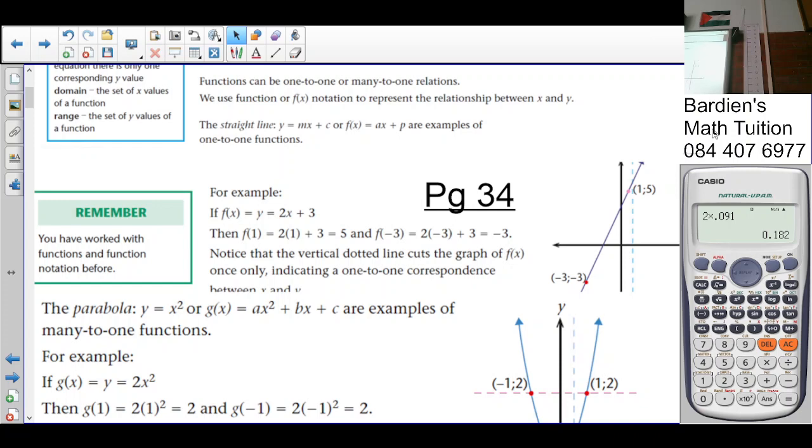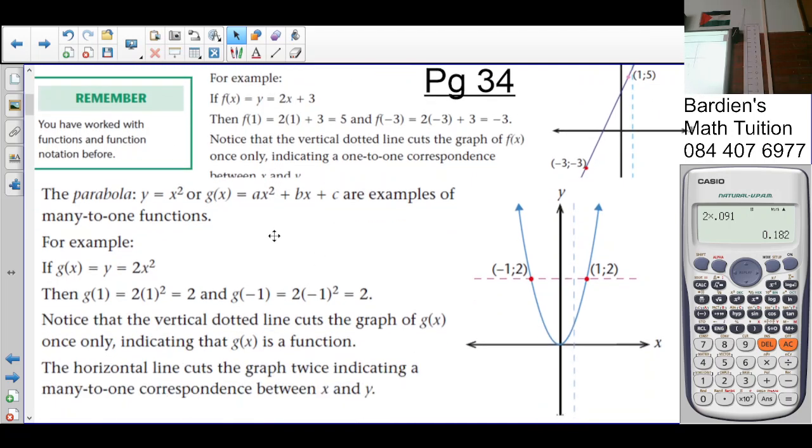Now, one-to-one, if you look at this here, this is basically our x to y. So there's one x to one y. Many to one, there's more than one x, but one y. That's basically what it says. That's your mapping. Okay? Remember you have worked with functions and functional notation. This we dealt with in grade 10. Not so? Alright, let's just carry on here.